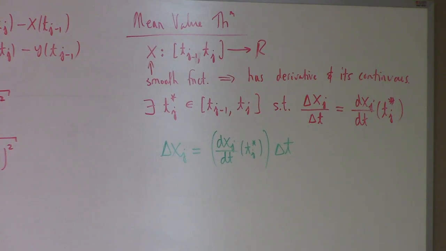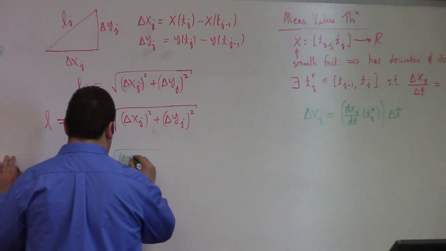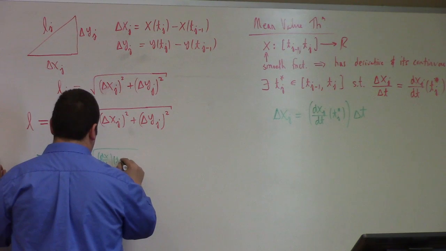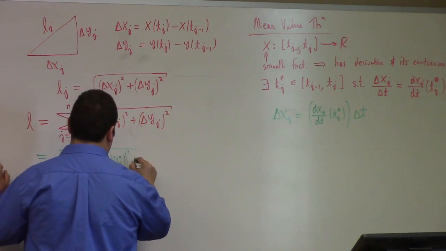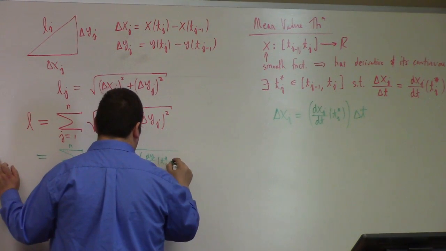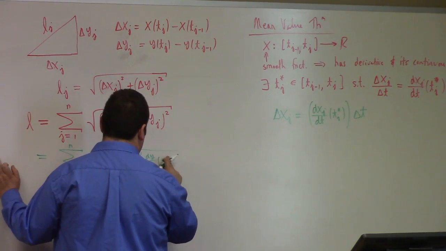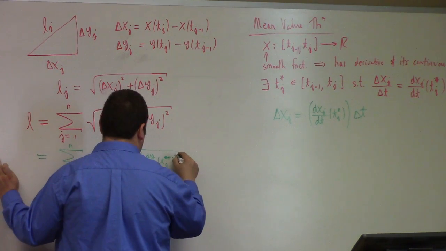And you can do the same thing for the y function, right? You can apply the mean value theorem to the parameterization of the y coordinate as well. And so what you get is that our nth approximation can be rewritten as the square root of dx dt at time tj star squared, same thing with y, dy dt at the tj star. It doesn't have to be the same one though, right? I should probably be clear. Let's say tj star star for the y. It doesn't have to be the same time logically, right?